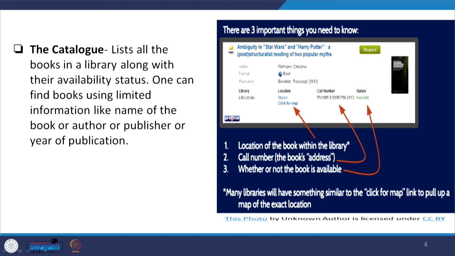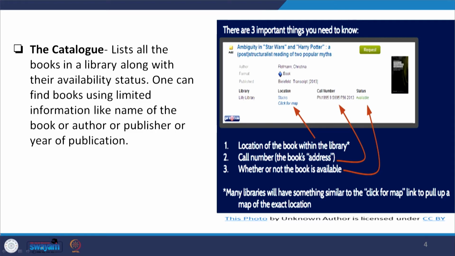One can find books using limited information like the name of the book or the author or the publisher or the year of publication. Now, here you can find that when you visit a library, it is with the stock register, which nowadays has already been digitalized, fine, with the accession number, call number, and then they also provide you the status. That can in a way provide you a sort of security, and it can also help you in the days to come.